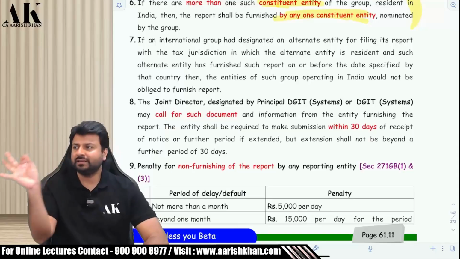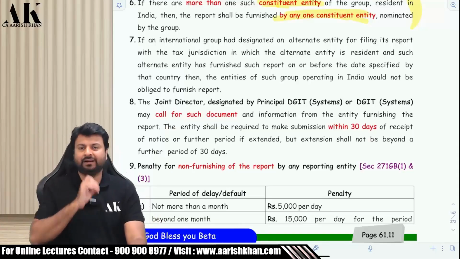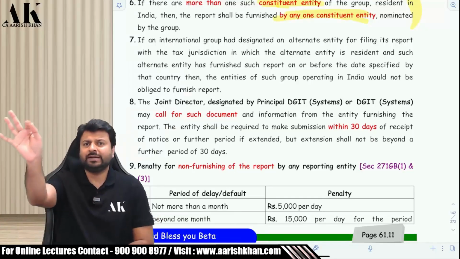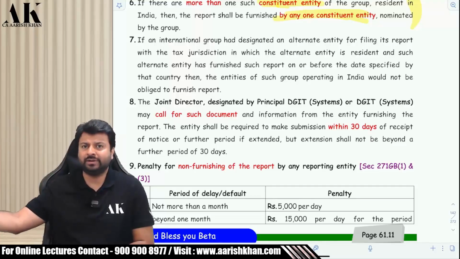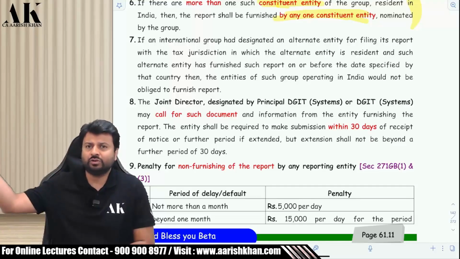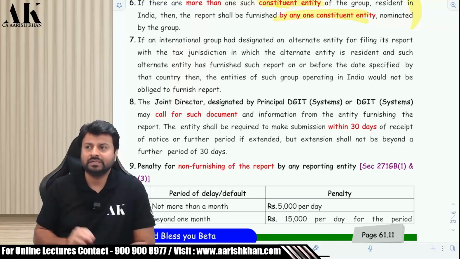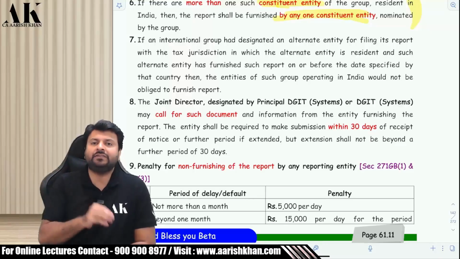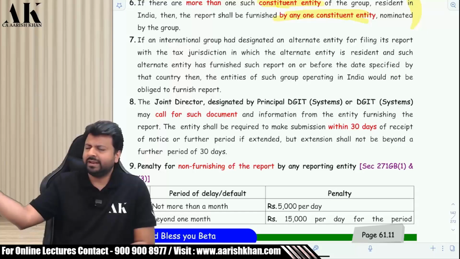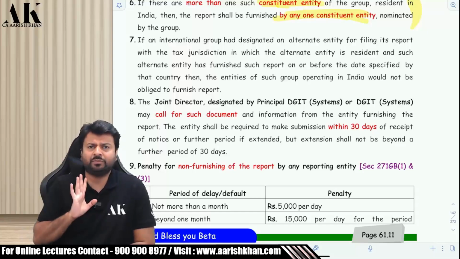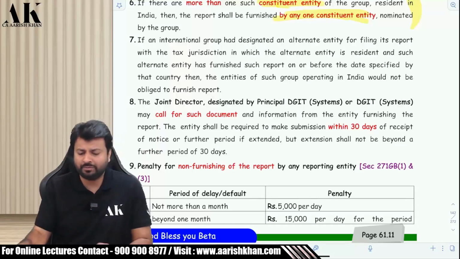There is Sony Japan and Sony Germany and Sony India. Now suppose Sony Japan has given the responsibility to Sony Germany to file CBCR and said that Sony Germany will be alternate reporting entity. And Sony Germany is sharing the information with us regularly. Whenever we are asking Sony Germany, they are giving us the information. So in that case, Sony India will not be liable to file CBCR.